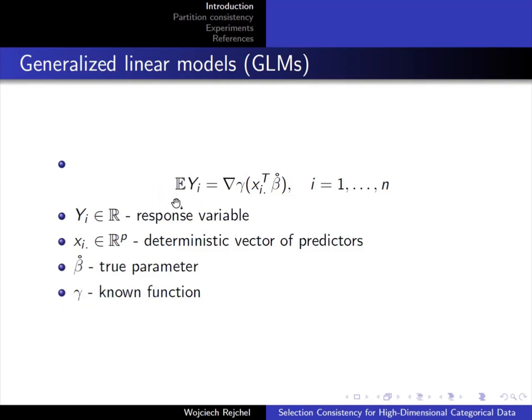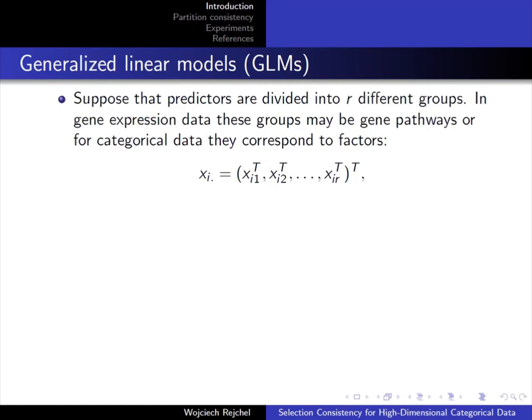And the relation is, as I think you have all seen, that the expectation of your response is the gradient, where this notation means the gradient of the function gamma, evaluated at the scalar product of the predictors and this true parameter. So this is a more or less standard version of generalized linear models. Later I will show you some examples. But what is important is the next slide.